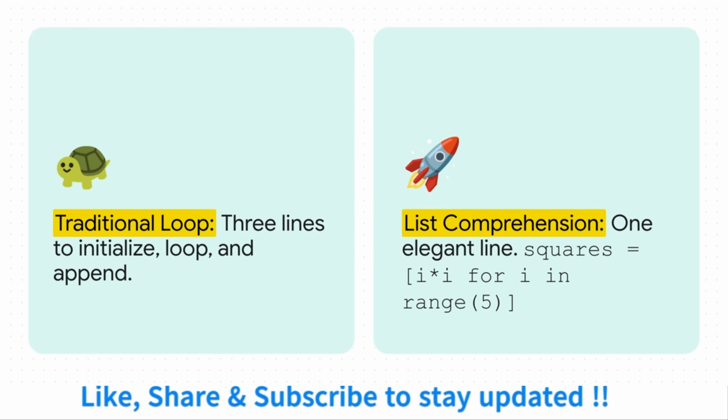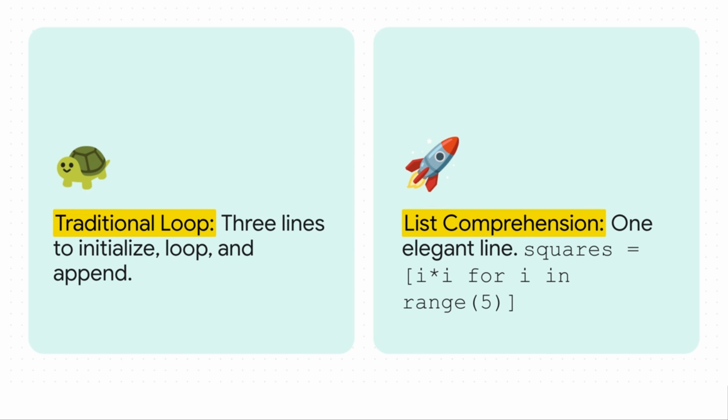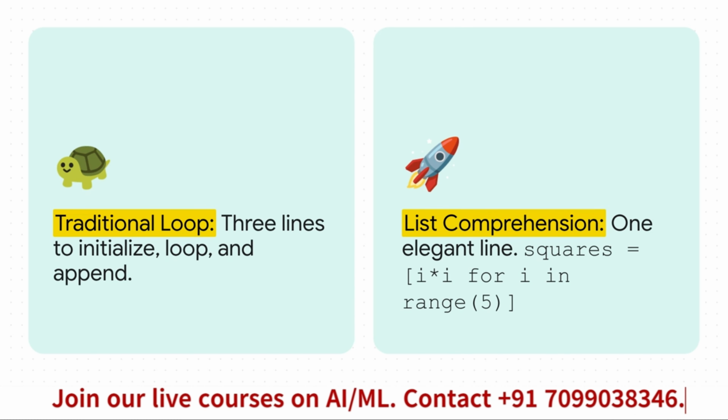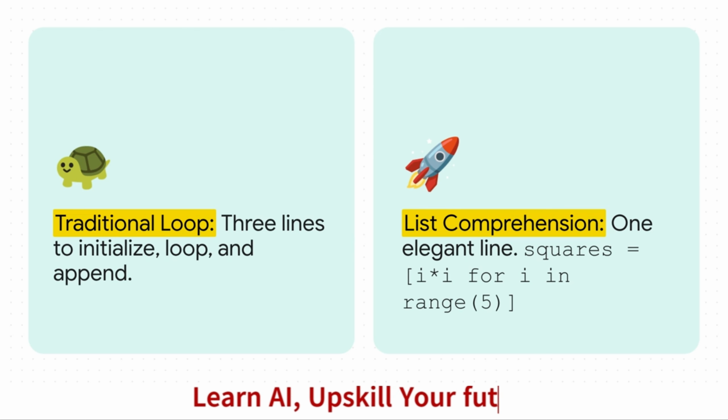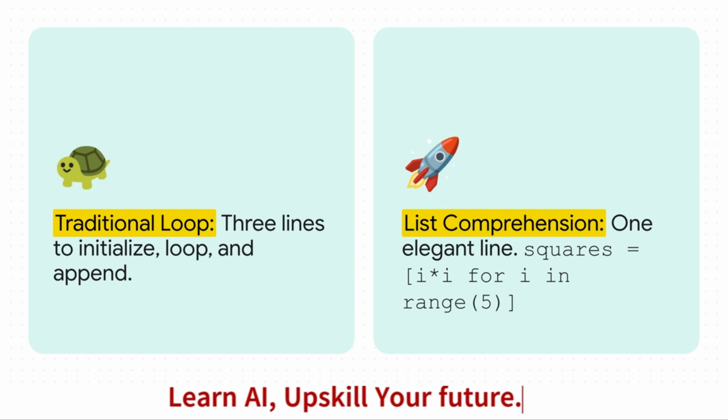This is the wow moment. On the left, that's the old way. You initialize an empty list, you loop through your sequence, and you append to the list every time. It works, but it takes 3 lines. Now, look at the right. That is a list comprehension. It does the exact same thing, but in one single, beautiful, readable line. This is what developers mean when they talk about writing Pythonic code.